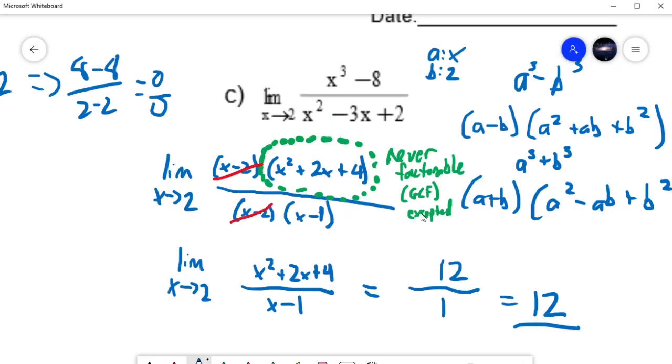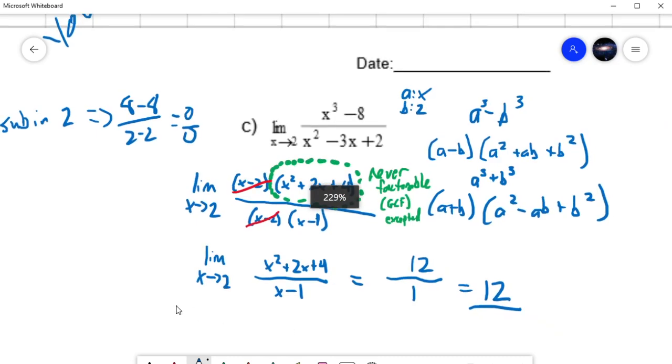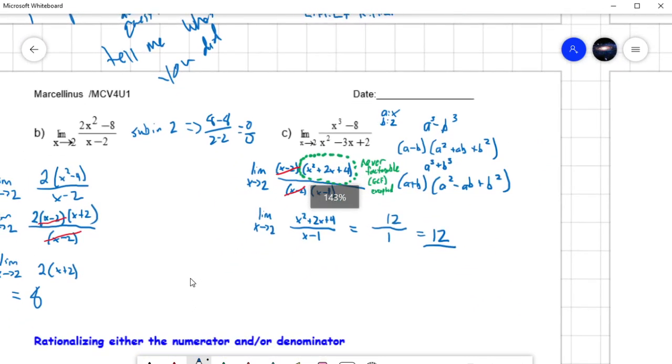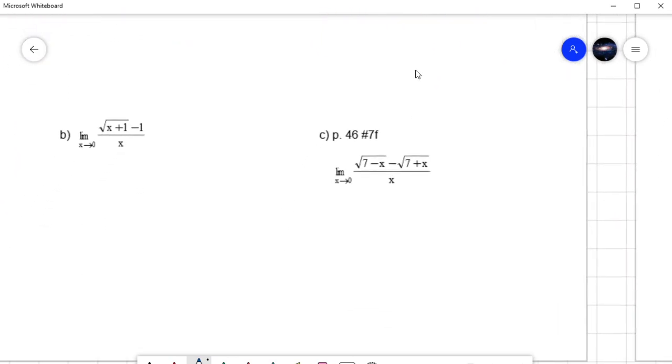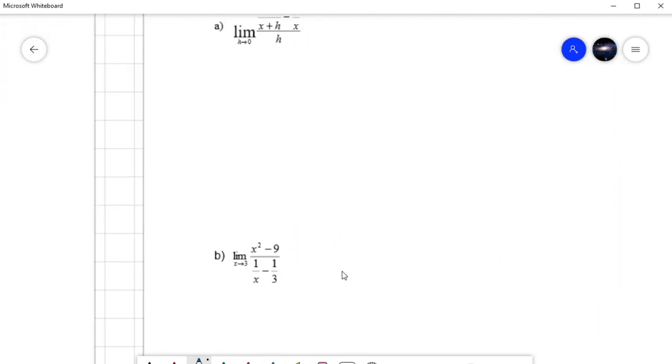And again, how do you get the limit? You just do what we just did: factor it, cancel it, sub it in. Okay? So that's doing limits with factoring. Now there's one other tool we're going to learn here.